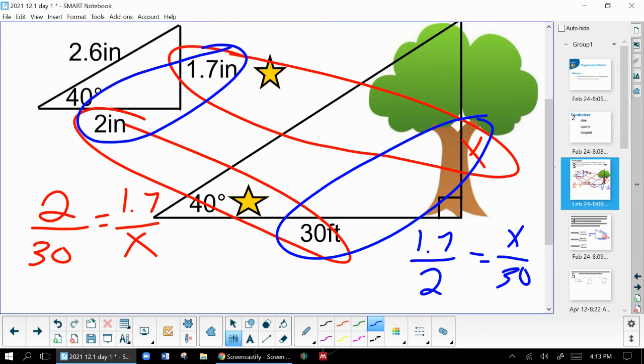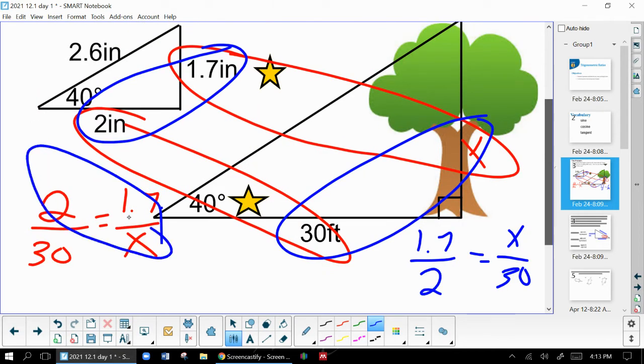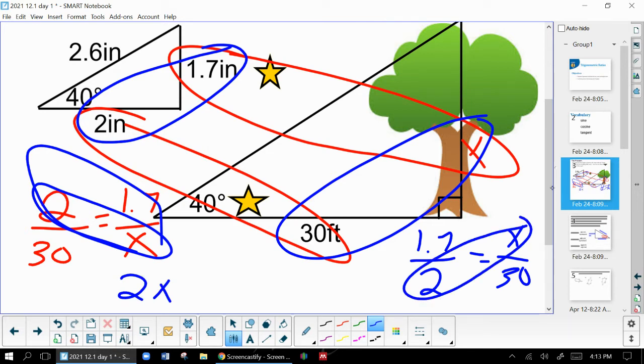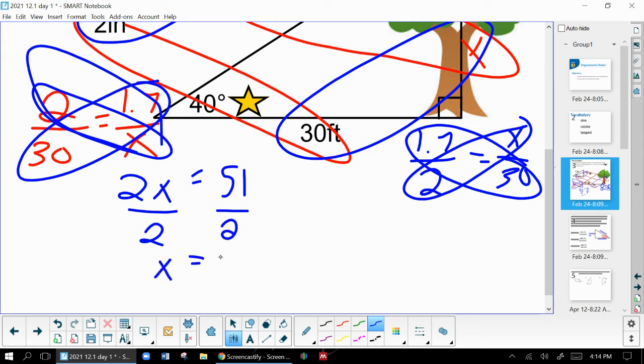And if you go ahead and solve those two proportions, you're going to see that not only do we get the same answer, we actually get the same equation. 2 times x right there is 2x, and you'll get the same 2 times x there. 1.7 times 30 is 51. Same 1.7 times 30 there. So not only do you get the same answer, you actually get the same exact equation. And so either way we do that is fine.